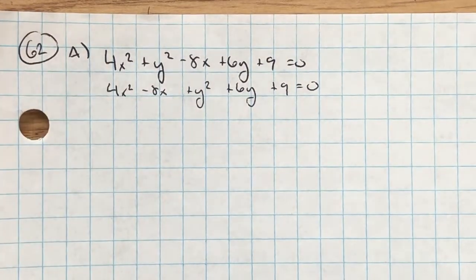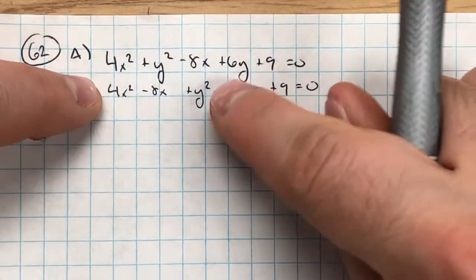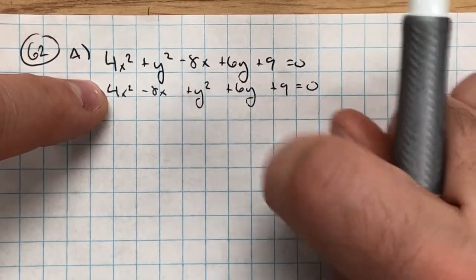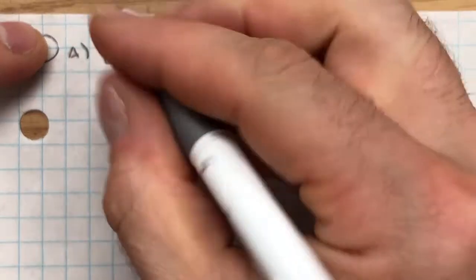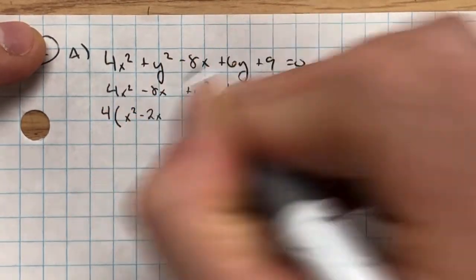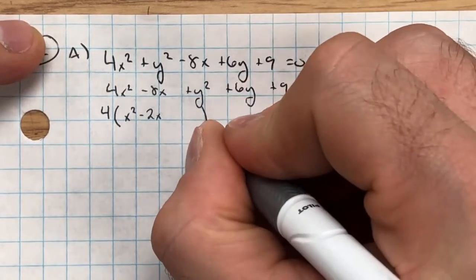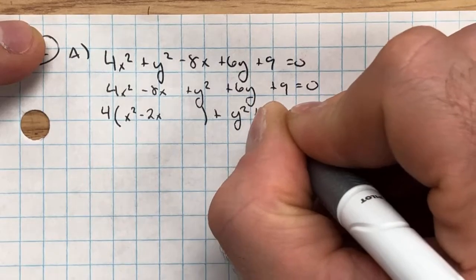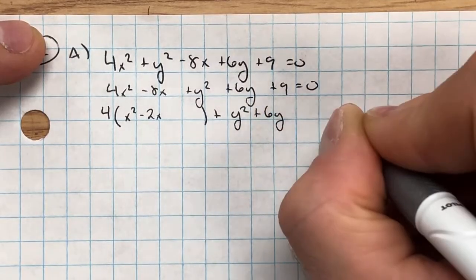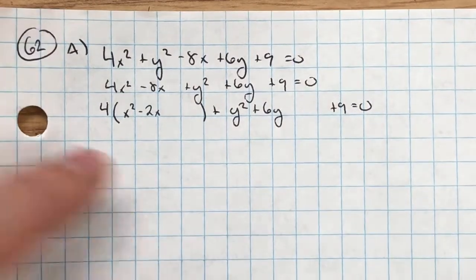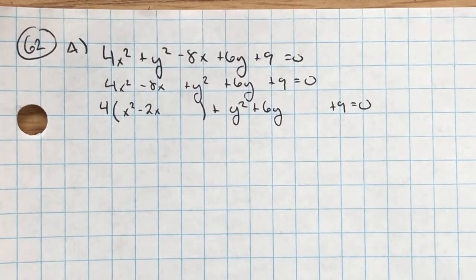And now what we've got to do is in front of my squared terms, I have to factor out any coefficients, which means that 4, and nothing to factor out of my y squared. So I'll factor out a 4, and I'm left with an x squared minus 2x, and I'm going to leave a space. I'm going to say y squared plus 6y, and I'm going to leave a space, plus 9 equals 0. We're going to see what goes on in these spaces.